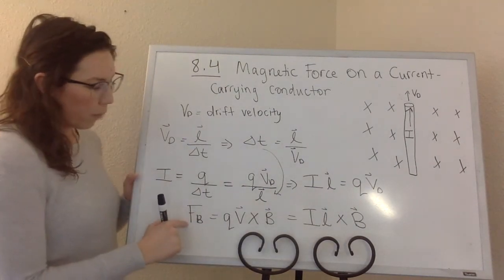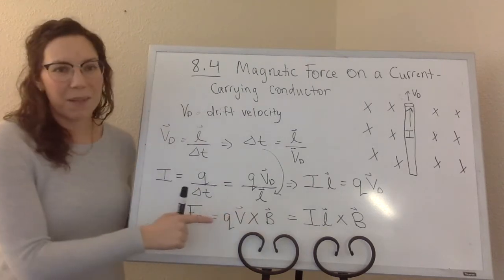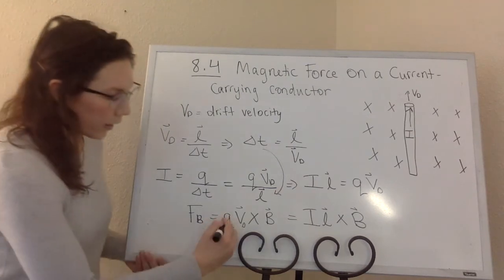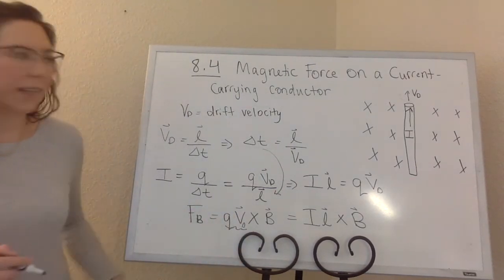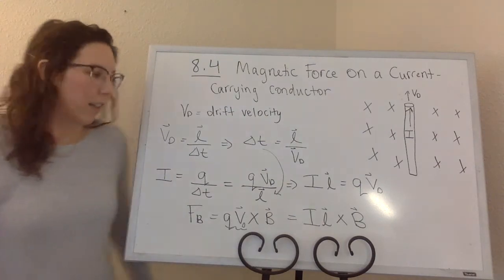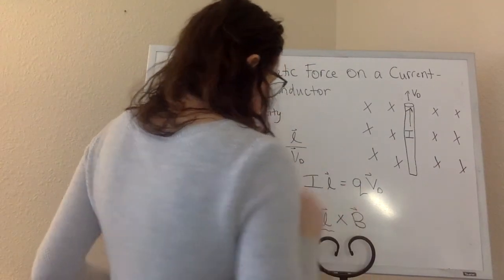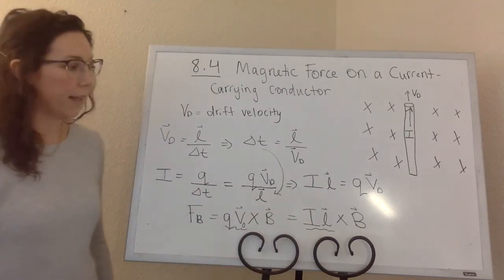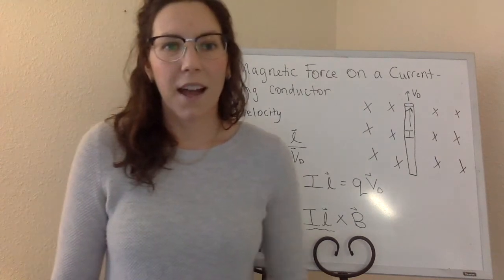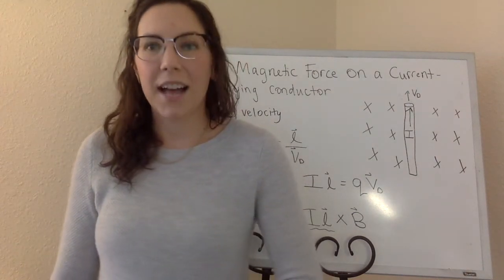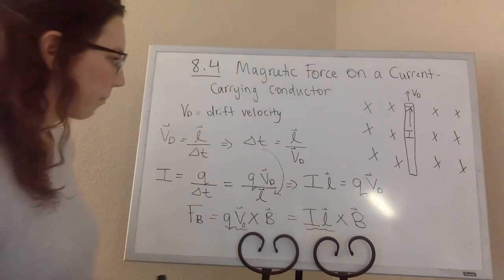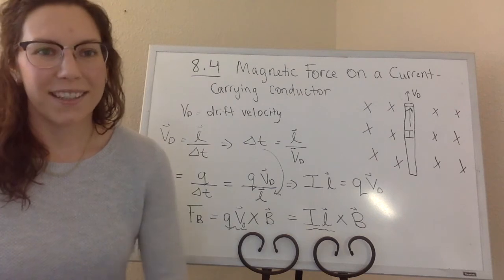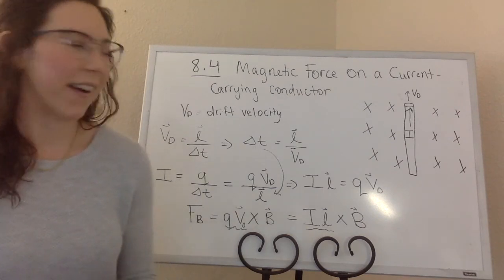Okay, so before we had FB equals QV cross B, and the charges in this case are moving at that drift velocity. And look, this QV can be replaced by I times vector L, so that we have IL, which now is more appropriate for a wire. And L is, as I said, the displacement in the direction of the wire, and it has magnitude of L, the length of the wire. So we have IL cross B, and that gives us the magnetic force on a current carrying wire.